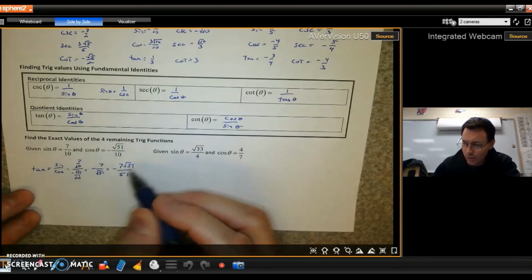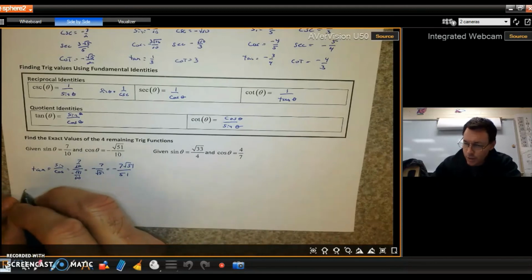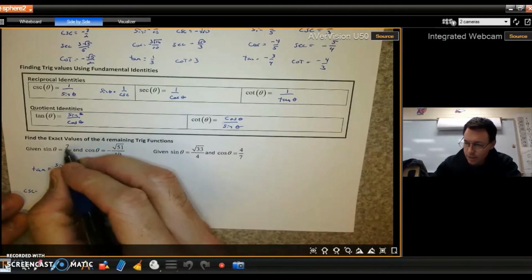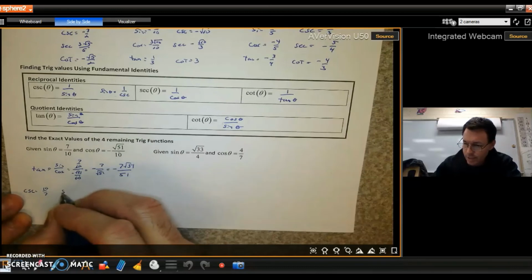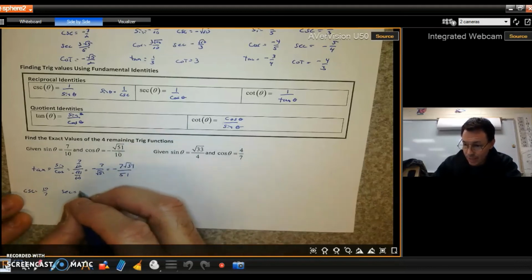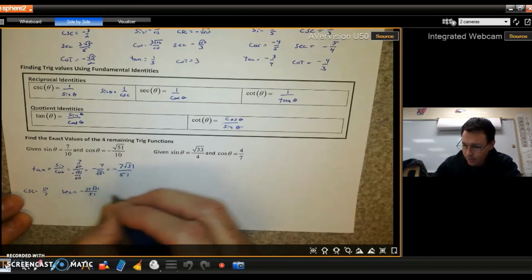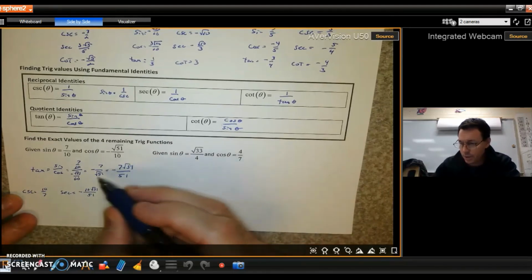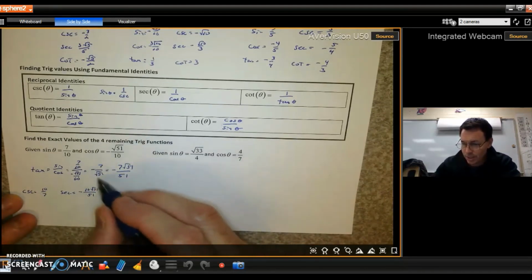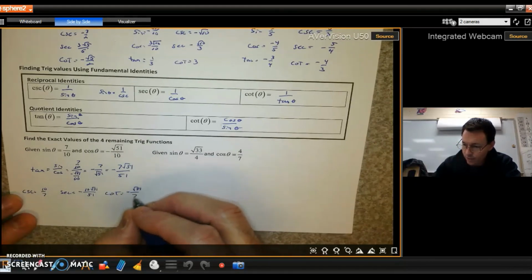But once I know these 3, then I know the other 3 because they're the reciprocals, right? So cosecant would be 10 over 7. Secant would be negative 10 over radical 51, or negative 10 radical 51 over 51. And then the cotangent, I'd go back to this guy. Negative radical 51 over 7.